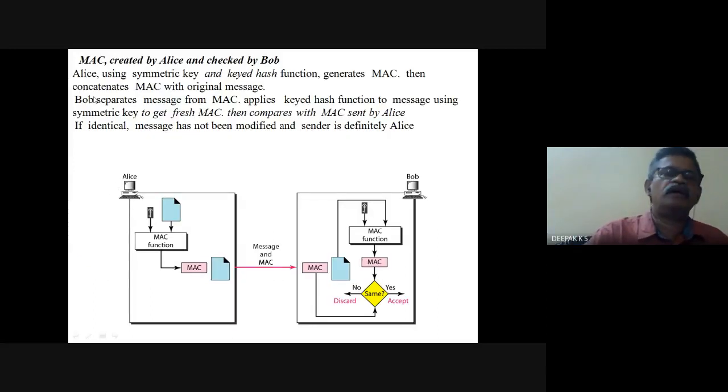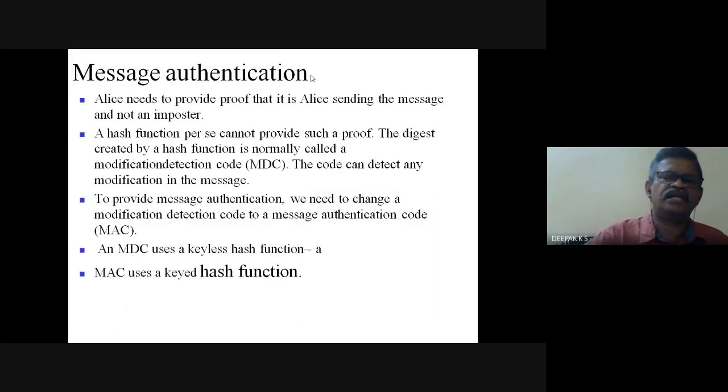So we have electronic means of authentication. The message authentication code is created by Alice and checked by Bob. Here you have a MAC function which generates a message authentication code, and it is sent along with the message. Now it can be verified. Authentication can be done by Alice using a symmetric key and a keyed hash function. The other one did not use a keyed hash function; it used a keyless hash function.